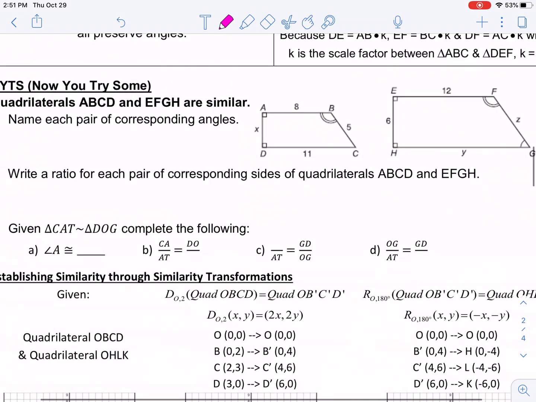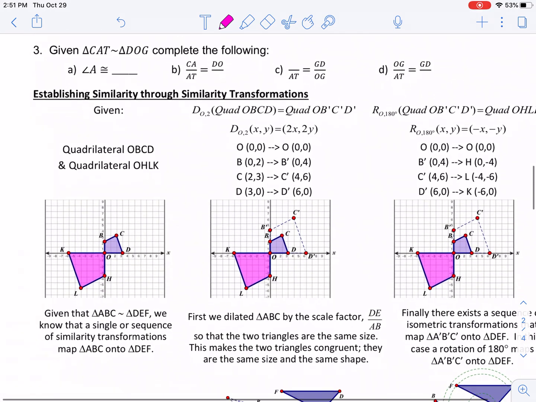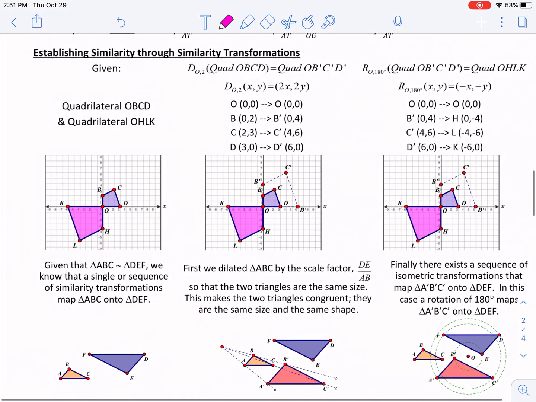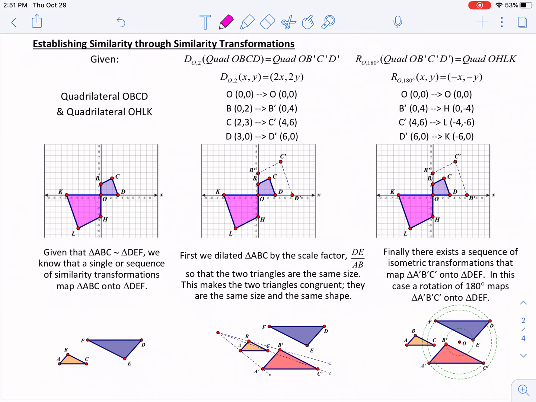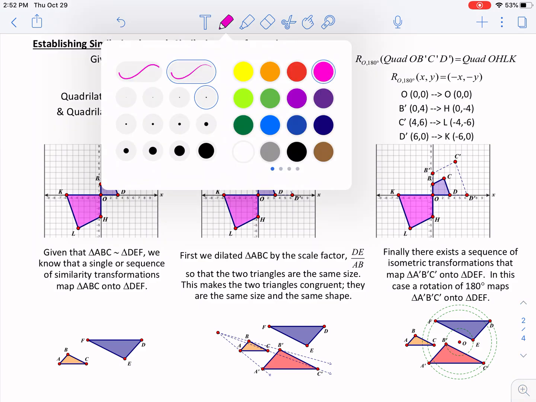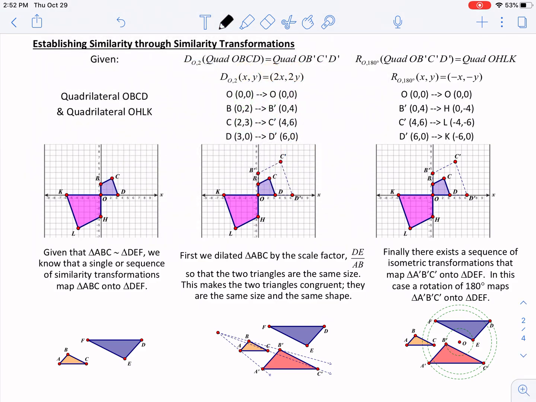Now, with that in mind, after we talked about corresponding angles being the same and also the proportionality between the sides, when we're showing that something is similar, we could map one image onto the other through a series of transformations to show that they are similar, okay? Or we can use proportional sides, and we'll see that in a second, but let's just focus on this. It says establishing similarity through similarity transformation.